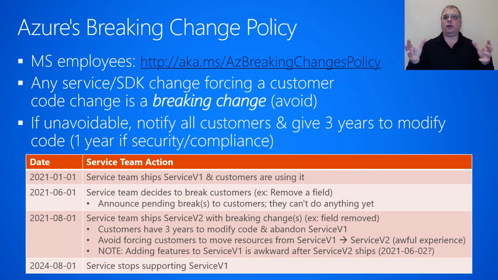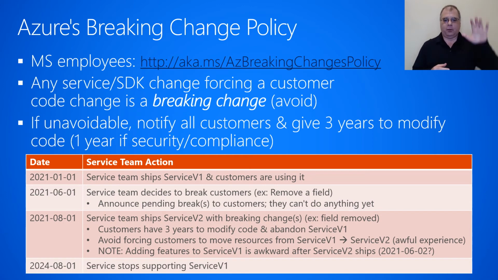We've just alerted them that a breaking change is going to happen. And so they can start thinking about it and how that's going to impact them. Then the service team, in my example, 2 months later, in August of 2021, goes and ships version 2, which has the breaking changes in it. In this case, let's say they have removed the field. So the field is no longer supported by this version 2 of the service.